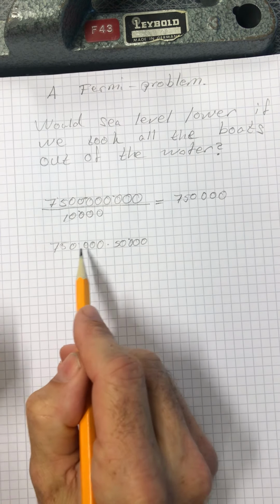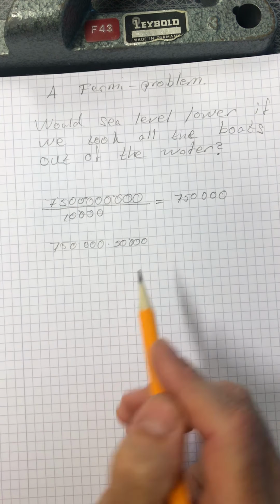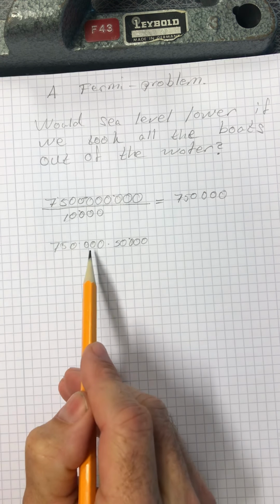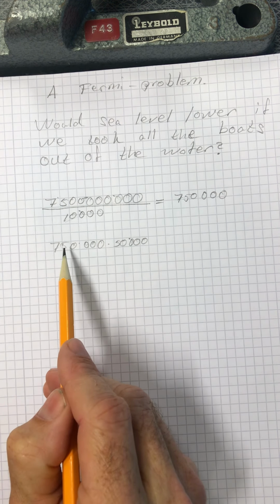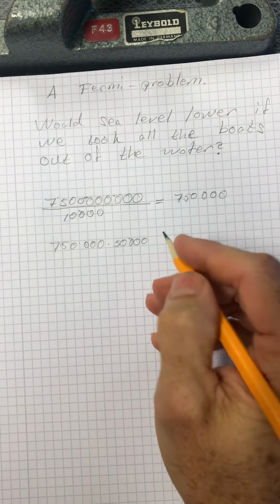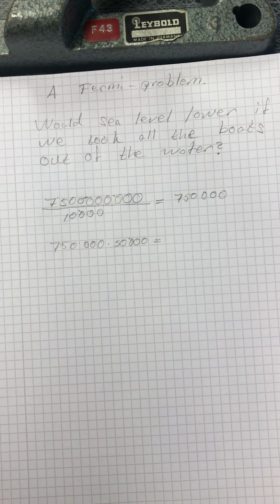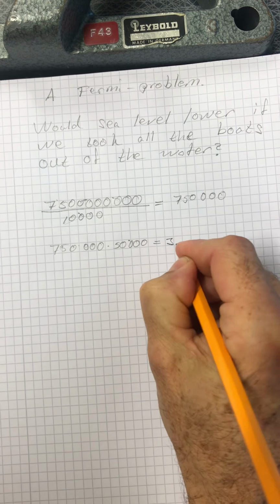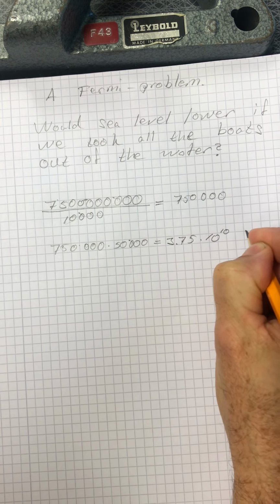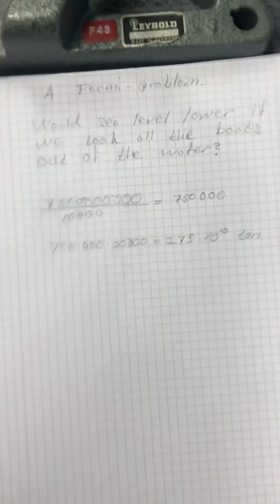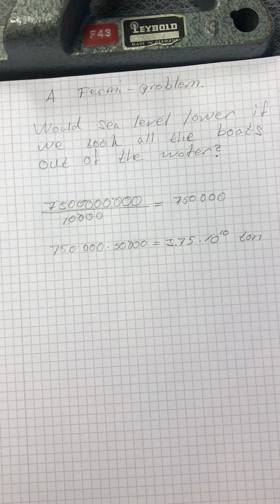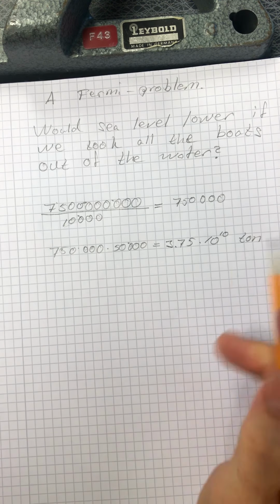So 750,000 boats and ships on average, with a mass of 50,000 tons. There are probably many, many more boats, but most of them have a small mass. So maybe this could be something on average. Well, that is 3.75 times 10 to the power of 10 tons. If you use scientific notation now, because the number is so great.